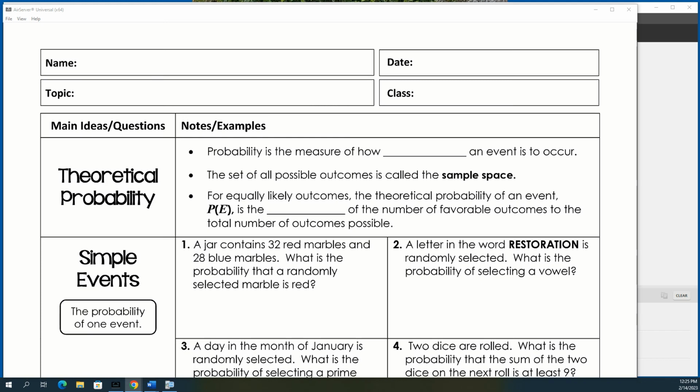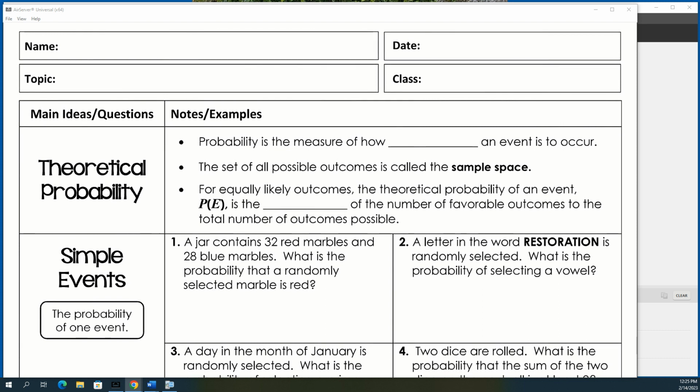Right. So, bless you. Today we're going to talk about theoretical probability. There are different types of probability, but theoretical probability is the one we focus on in Algebra 2.